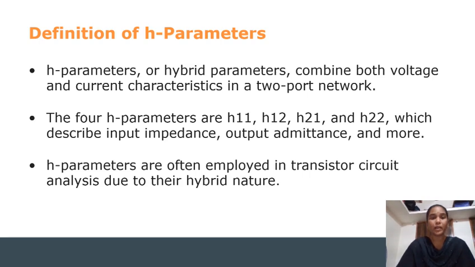Definition of H parameters. H parameters or hybrid parameters combine both voltage and current characteristics in a two-port network. The four H parameters are H11, H12, H21 and H22, which describe input impedance, output admittance and more. H parameters are often employed in transistor circuit analysis due to their hybrid nature.